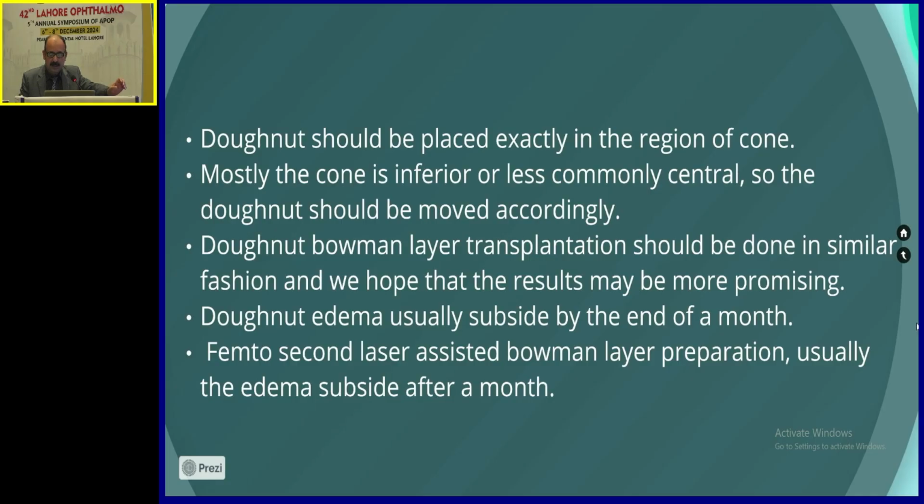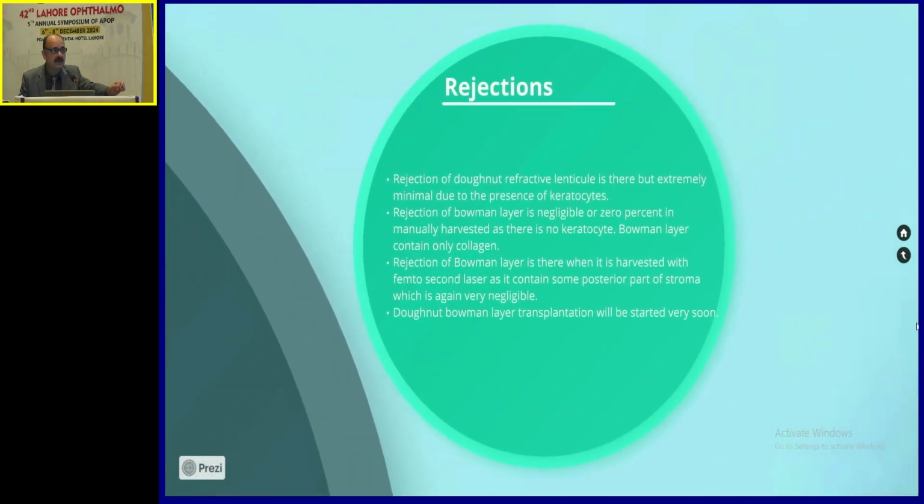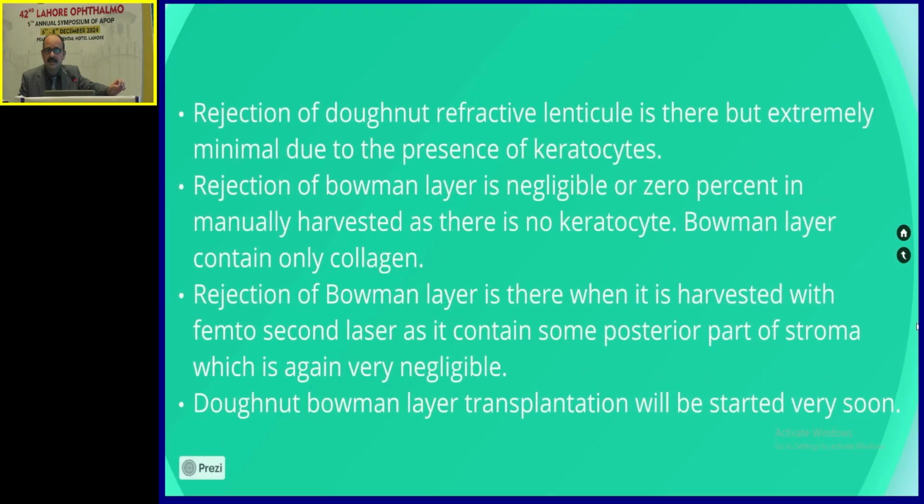Now donut edema usually subsides by the end of a month. In femtosecond laser assisted Bowman layer transplantation, the edema usually subsides after a month. As far as rejection is concerned, rejection of the donut refractive lenticule, DRLT, is there but extremely minimal due to the presence of keratocytes. Rejection of the Bowman layer is negligible or 0% in manually harvested, as there are no keratocytes, because Bowman layer contains only collagen. Rejection is there when it is harvested with a femtosecond laser, as it contains some posterior part of the stroma which contains keratocytes. Again, the rejection is negligible. That's why we rinse the Bowman layer with alcohol. So donut Bowman layer transplantation will be started very soon as well.